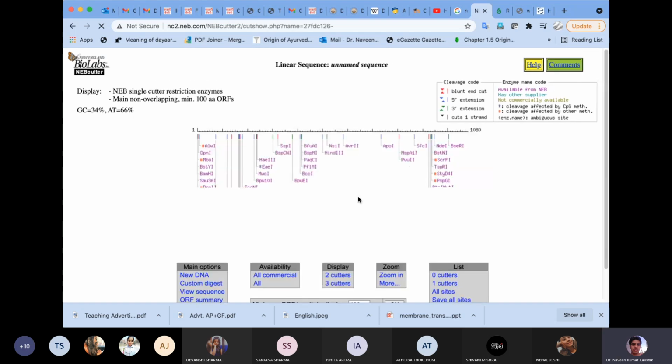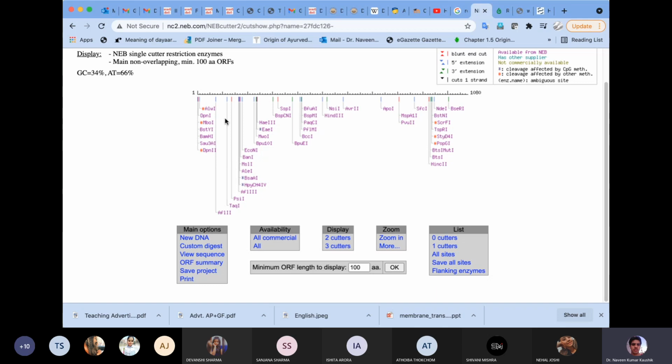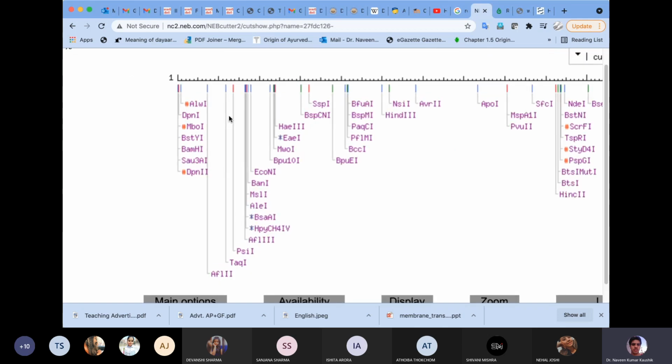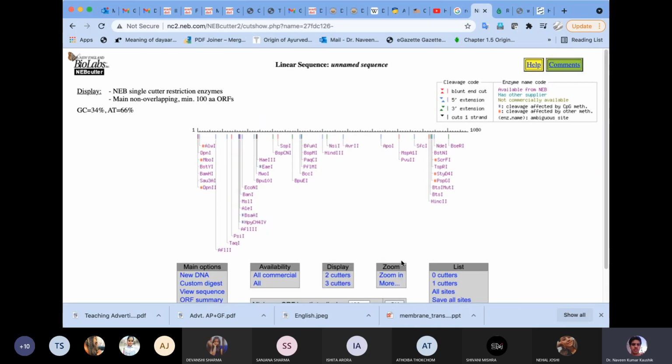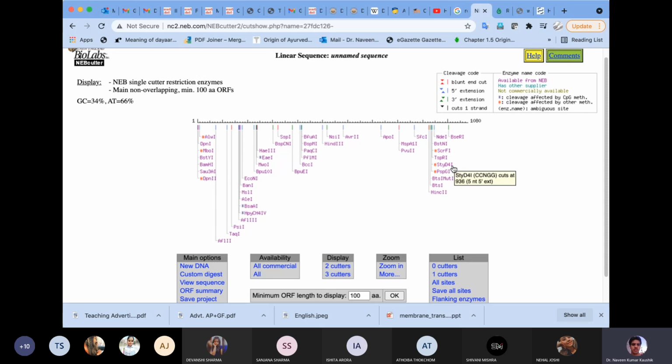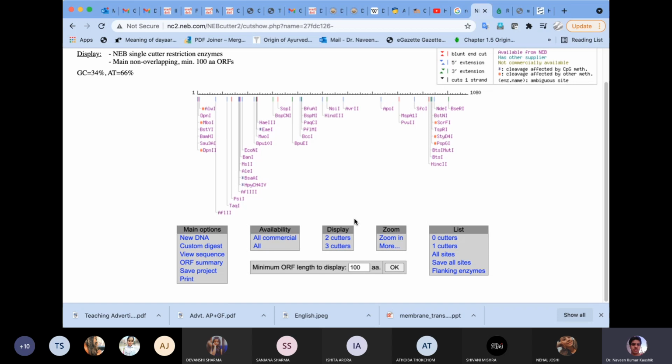When you submit it, NEBcutter will provide you all the details of where different sites are located. You can see at which location different enzymes are there: BglII, DpnI, BstYI, BamHI, and Sau3AI, DpnI are located at this point, and then AflIII. So all of this is a map of the sequence that you have, and this sequence has all these enzymes' recognition sites. On this basis you can choose where they are located.